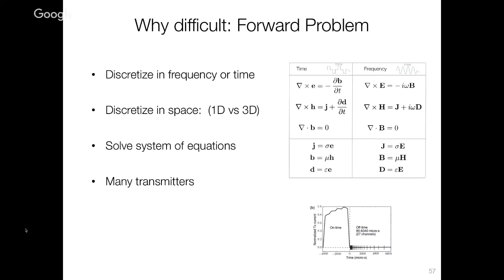So what's the procedure for doing that? Well, we first of all have to solve the forward problem. That means we need to discretize either frequency or time. So we take our volume, discretize in frequency or time, and then we have to discretize in space. That will depend upon whether we've got 1D or 3D. Then we've got a large system of equations, and we've got many transmitters. Every time we move a transmitter, we've got a new source, and we've got to solve it again. So now you're back to the seismic problem, right? Every time you change the location of the source, you've got to solve a whole new problem.